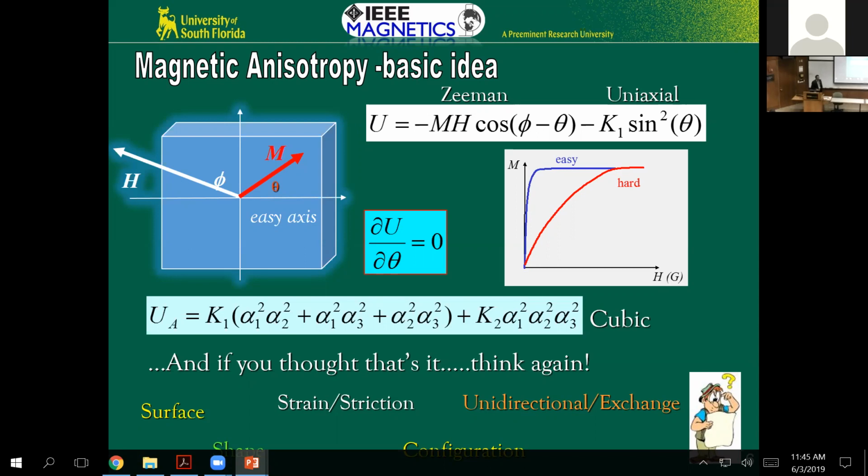Configuration, I'll get to that later on. It turns out that with nanoparticles, you can make these tightly coupled, tiny clusters, and using the geometric configuration, you can actually look at the possibility of tuning anisotropy.